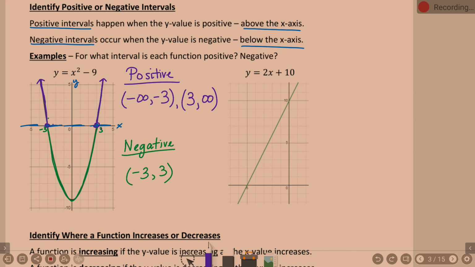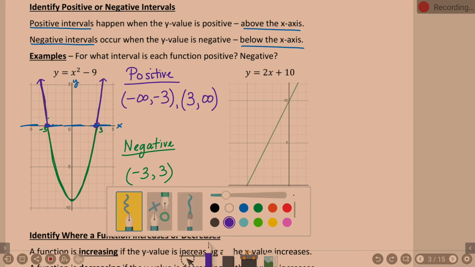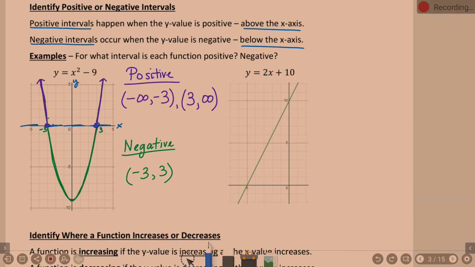Okay, let's try this other one. y equals 2x plus 10. You have a graph there to look at. As with all of my others, you can assume that this is an infinite graph, positive and negative. So we've got to look for above and below the x-axis. Where's my x-axis? Right here, yes. So there's the x-axis.